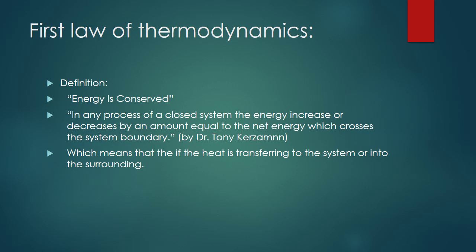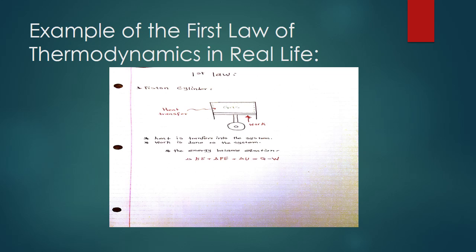Which means that if heat is transferring to the system, this is our example in real life. I have it for a piston cylinder. The heat is transferring to the system, and work is done to the system. And we have the energy balance equation, which is the difference in kinetic energy plus the difference in potential energy plus the difference in enthalpy equals the heat transfer minus the work.